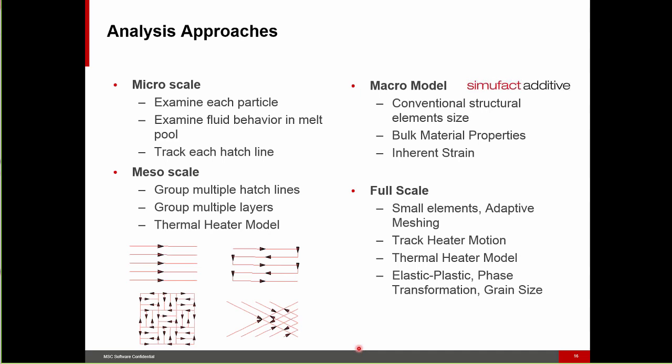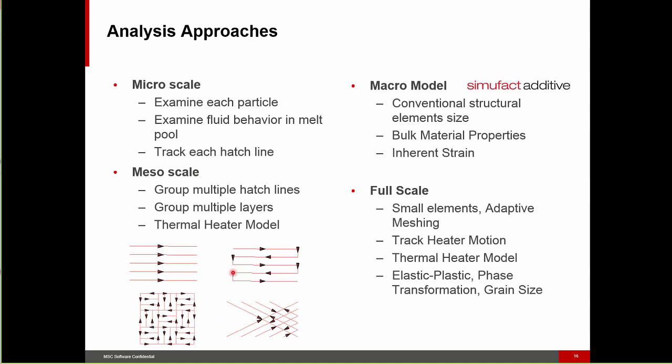The analysis approaches that we talk about start with the micro scale, looking at each particle and tracking each one of the hatch lines, whether you're doing unidirectional hatches, bidirectional hatches, checkerboard hatches, or hatches at different angles. That's extremely expensive. If you wanted to manufacture a full part, it's very difficult to do at the micro scale level.